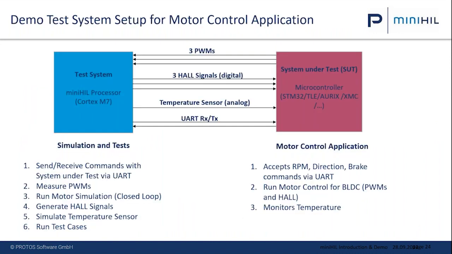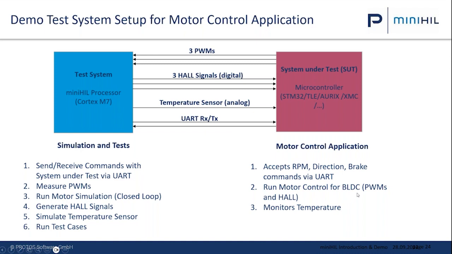So the demo setup for a little demo I'm going to do now is we have on the right side a Cortex M4 controller with 3 PWMs controlling the test system or the motor simulation, the plant simulation, which measures the 3 PWMs and provides the 3 Hall signals. Then we have a temperature sensor simulated as an analog output, could also be a digital signal, and a UART to control the speed of the motor control application.